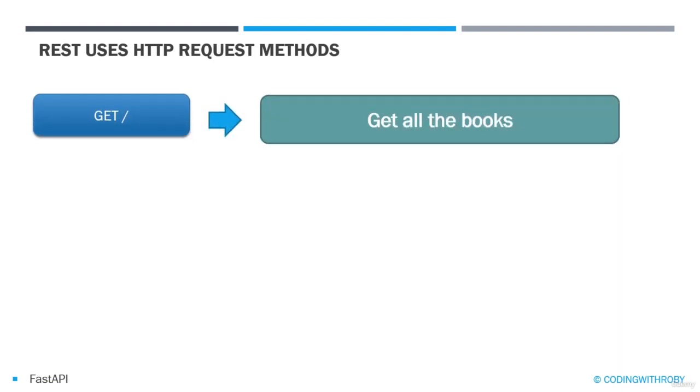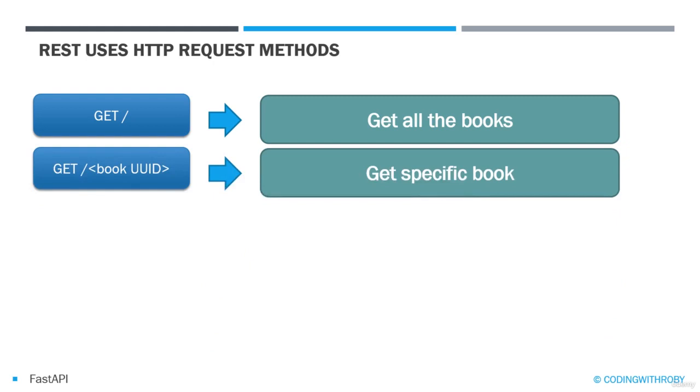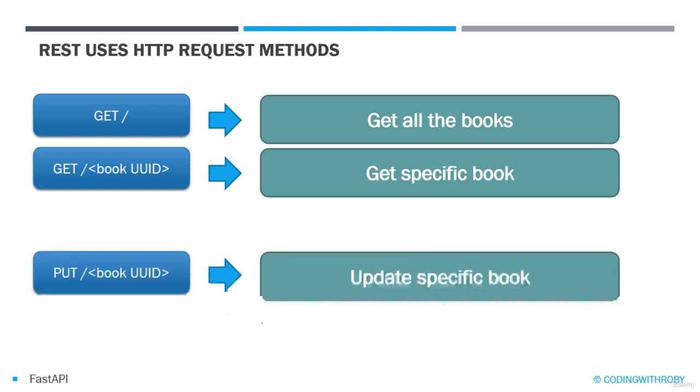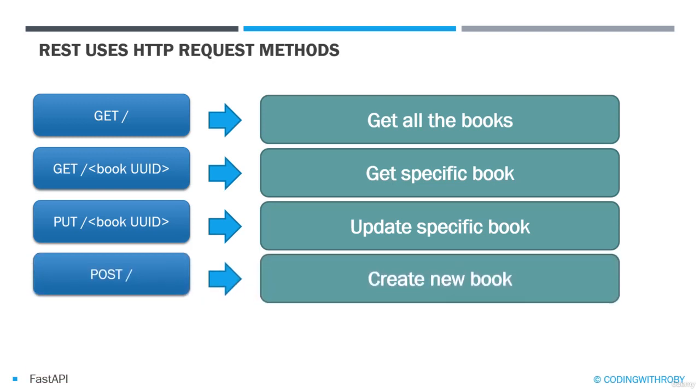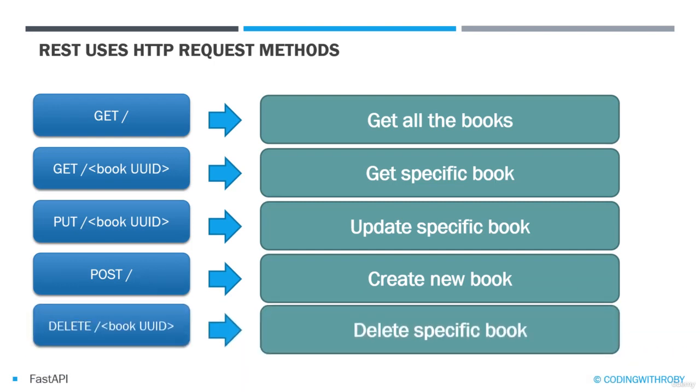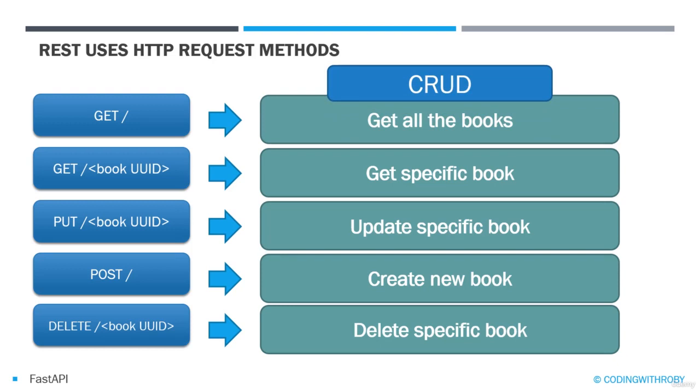We will be using get with an empty URL to get all the books, get with a UUID as a path parameter to get a specific book, put with a UUID path parameter and a request body of a JSON book to update a specific book, post with a JSON request body to add a book, and delete with a path parameter of a UUID to delete a book. So once again, we will be covering all CRUD operations.